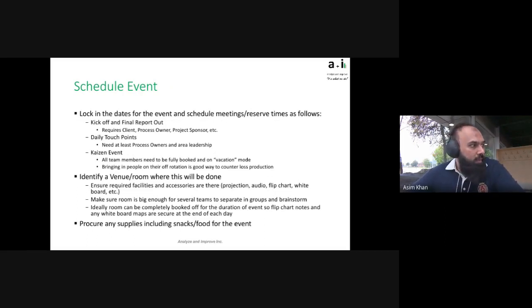If you're in a factory, maybe you go to the nearest hotel. Or we've also booked a conference room across the city, and then people have joined there to avoid that problem. Make sure the venue room has all the things you need: projection, audio, flip charts, whiteboard. It's common sense, but good for you to go and make sure it's there so you don't run into trouble when you're actually doing the Kaizen event. Procure any supplies that you need. Make sure there are enough snacks and food there to help people stay focused and actually listen and talk in the right mood. The food and snacks really help.